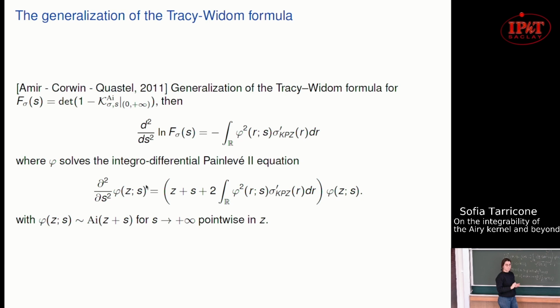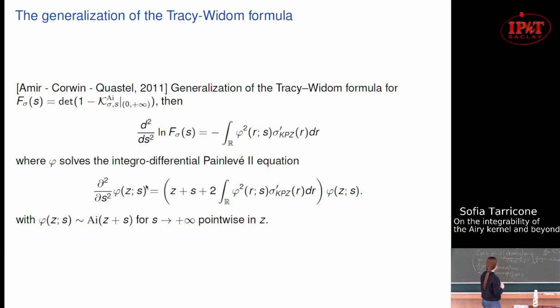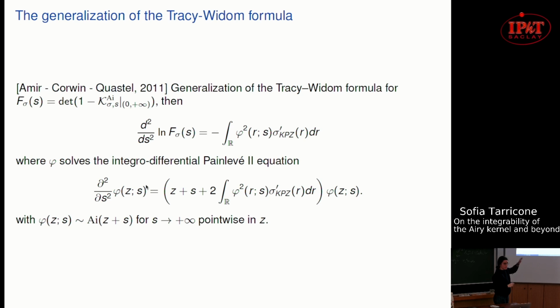How does it enter in sigma? Sigma depends on the Z. Sigma, this is what I was trying to say before. So sigma, the variable of the weight, is the first variable of phi, the one that you integrate out in the representation formula. Yeah.